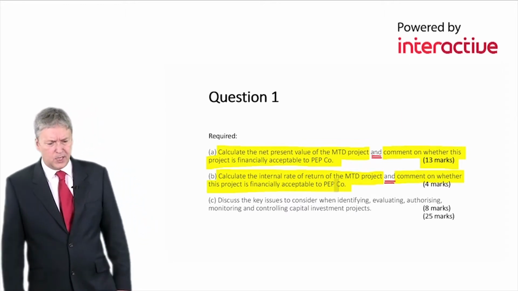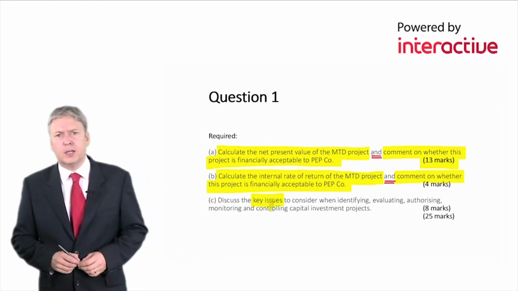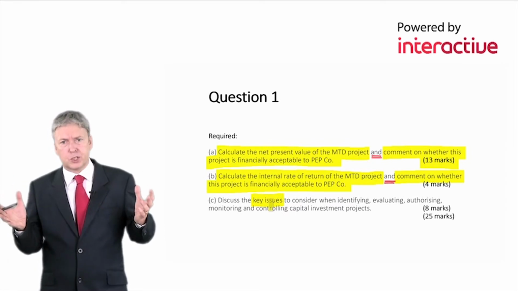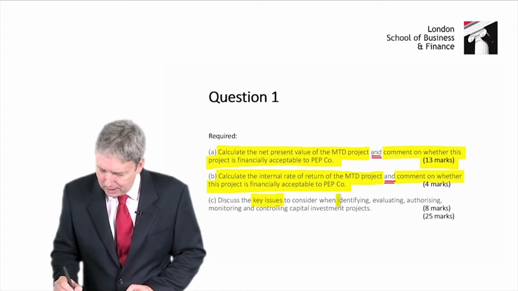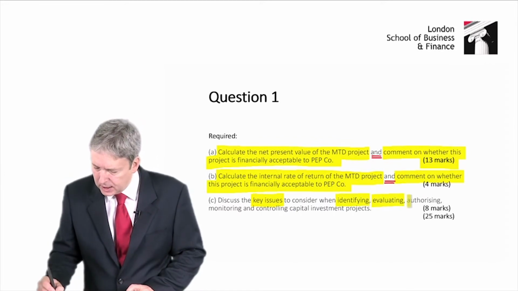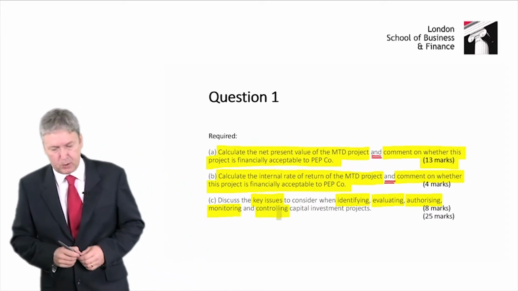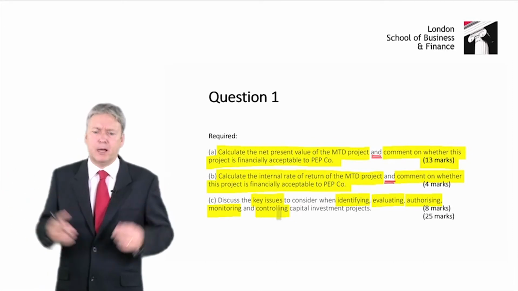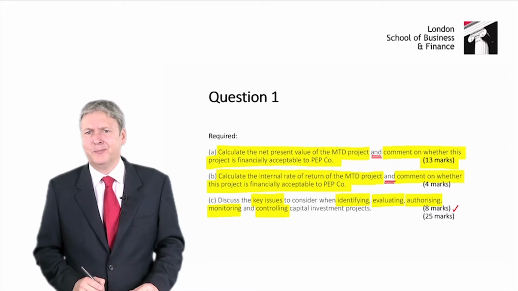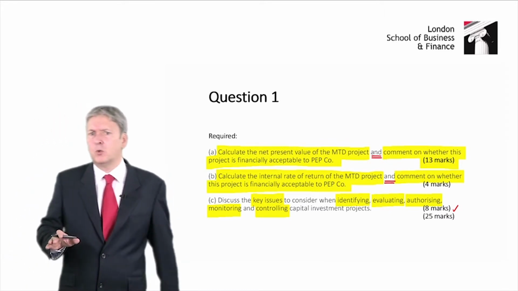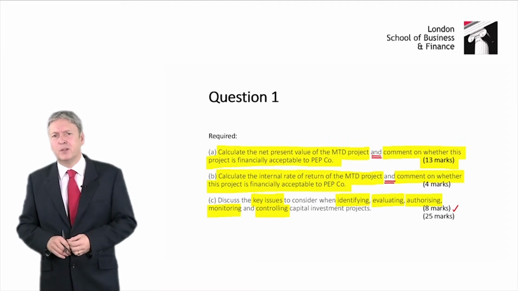Then we look at part C, discuss the key issues. So, I'm thinking that the key issues is the overall subject, that would be my header to start with, and then we're told about identifying, evaluating, authorising, monitoring and controlling capital investment projects. Now, this is a knockabout discussion question. We look at the mark allocation, 8 marks. Now, at the very least, we've got to walk away from here with 4 marks. And I don't think it's going to be very difficult.